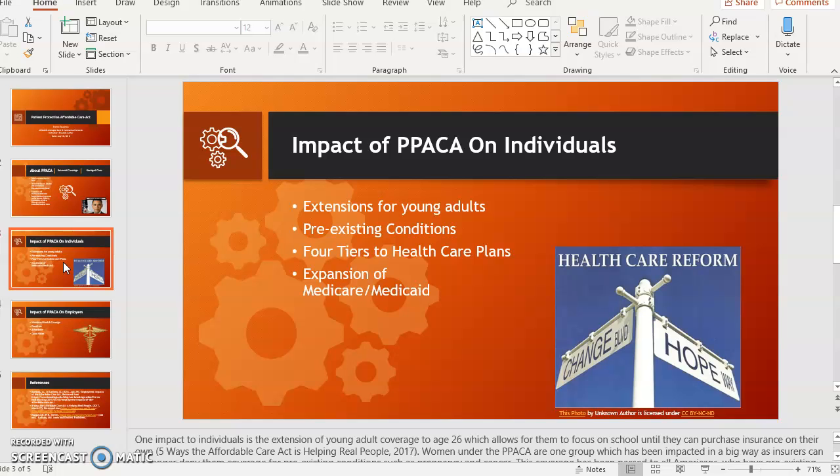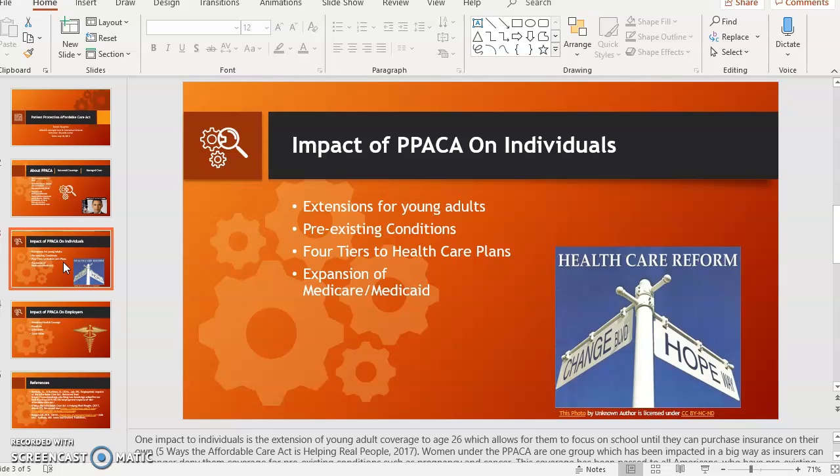We're going to talk about the extensions to the healthcare coverage for young adults, pre-existing conditions, the 4 tiers of the healthcare plans, and the expansion of Medicare and Medicaid. One impact to individuals is the extension of young adult coverage to age 26, which allows them to focus on school until they can purchase insurance on their own. School, get a job, things that they have to do. They don't have to worry about going out there and having health insurance, because with the ACA coming into law, individuals must be insured or be penalized.